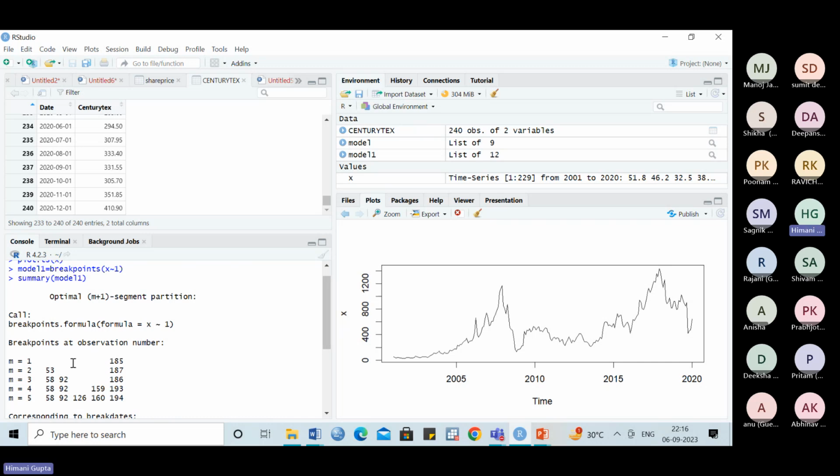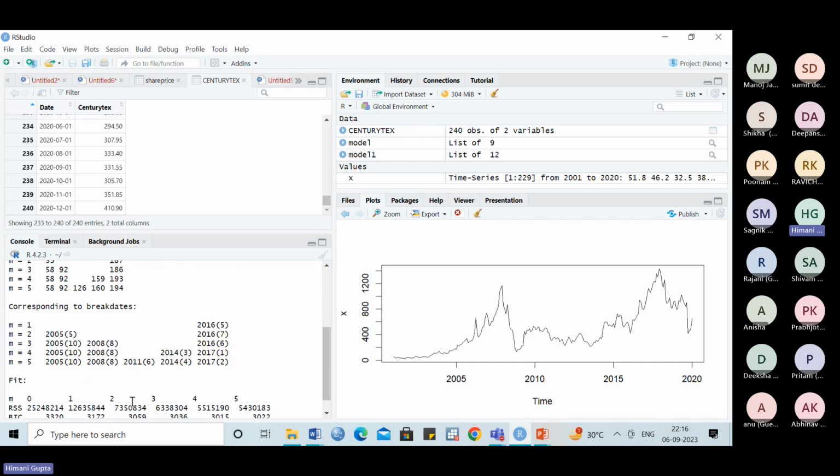If you want to take two structural breaks, take these two observations as breaks. If you want to take 3 structural breaks, these are the observations. If you want to take 4 structural breaks, these are the observations. And if you want to take 5 structural breaks, these are the observations. And it has given you the year also: 2005, 2008, 2011, 14 and 17.